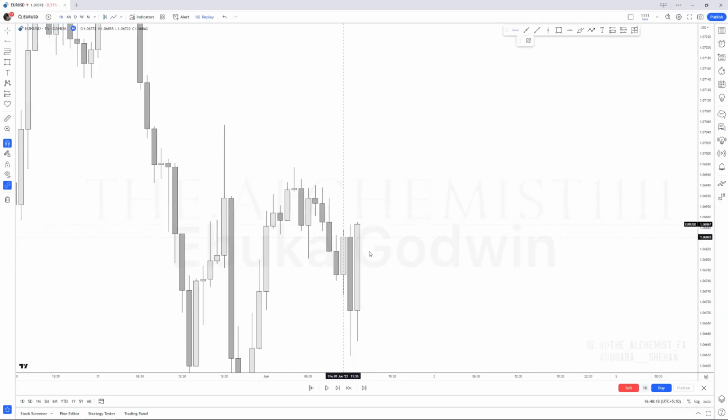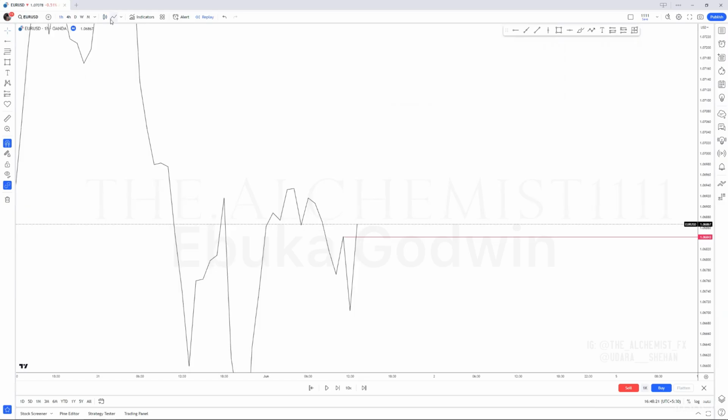What is this? A resistance being broken, right? A resistance being broken, then it turns into a support. Once a resistance is broken, we know that it turns into a support. But now, how do we know that we could trust this level? That's the problem. How do we know that we could trust this level? That is the reason why we use confluence. So our confluence will be a trend line. Look at this. Where's this?